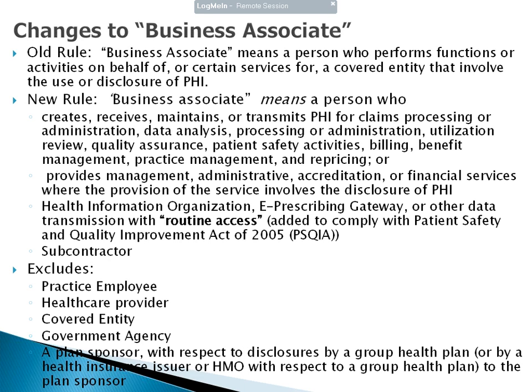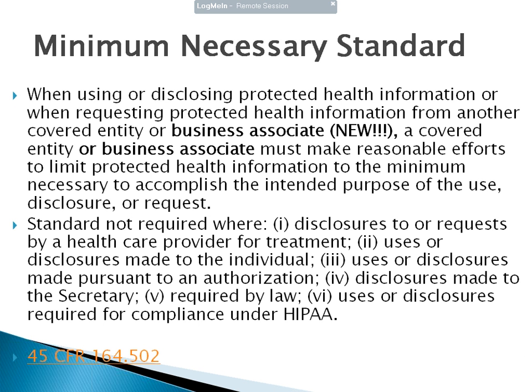People who do not qualify would be a practice employee, other healthcare provider, other covered entity, government agency, or HMO plan or payer that has another arrangement with you. They would not qualify as a business associate. Business associates are now required to adhere to the minimum necessary standard, which means that when they're making disclosures with PHI that you provided to them, it has to be the minimum necessary possible.